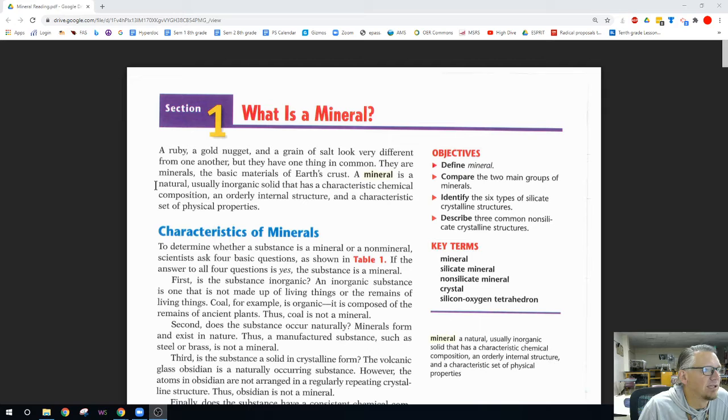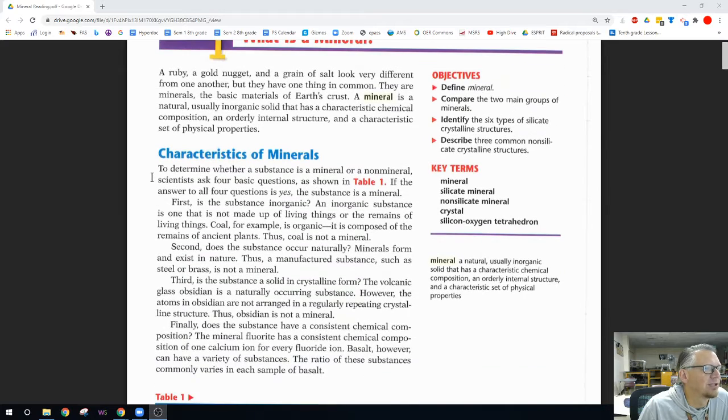A mineral is a natural, usually inorganic solid that has a characteristic chemical composition, an orderly internal structure, and a characteristic set of physical properties. Characteristics of minerals. To determine whether a substance is a mineral or a non-mineral, scientists ask 4 basic questions, as shown in Table 1. If the answer to all 4 is yes, the substance is a mineral.